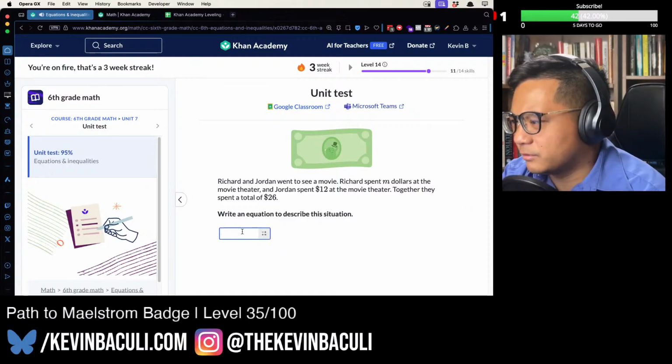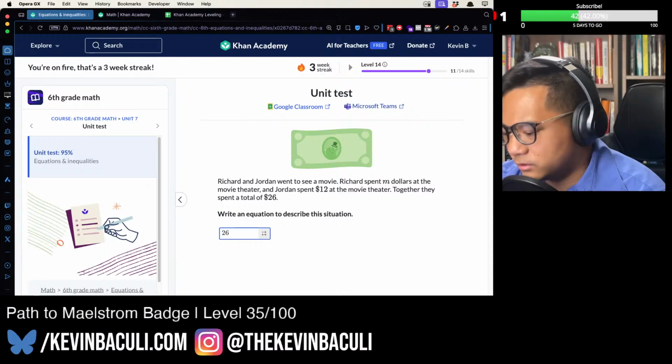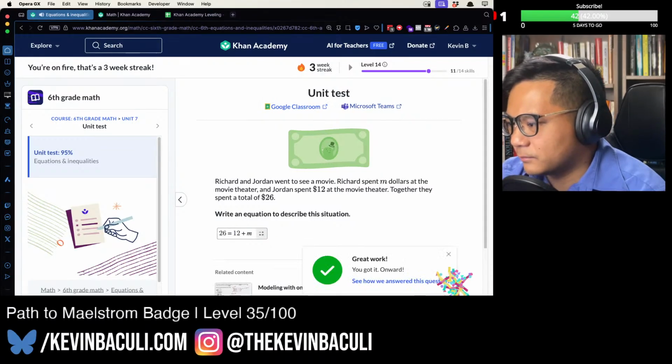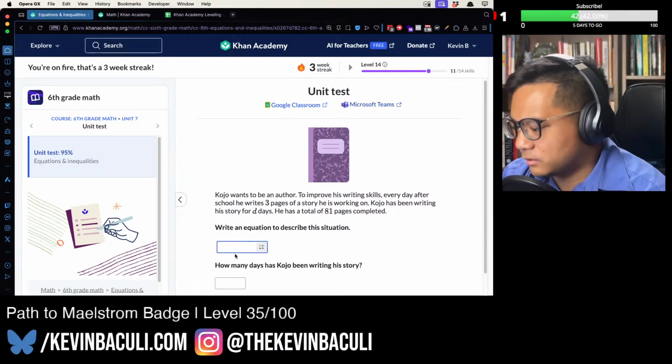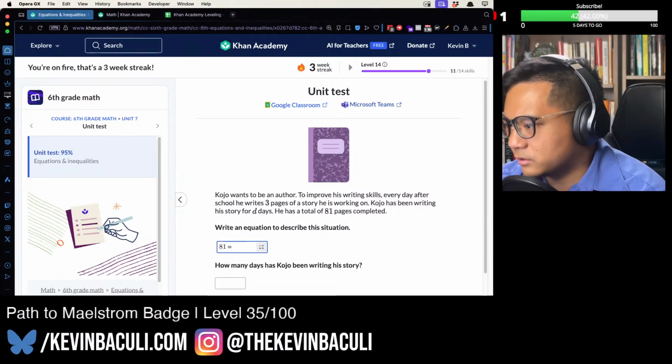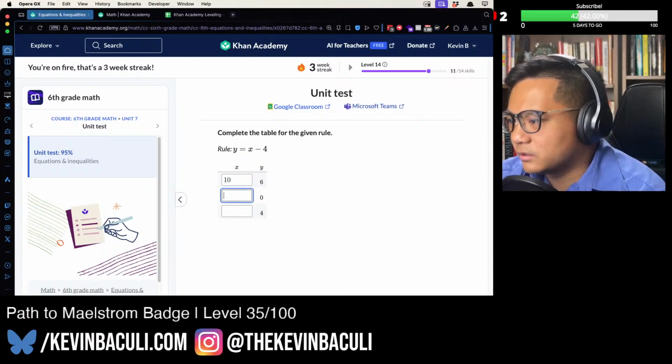Richard and Jordan went to see a movie. Richard spent $M at the movie theater. Jordan spent $12. 26 equals 12 plus M. Kojo wants to be an author to improve his writing skills every day. After school, he writes 3 pages of a story he's working on. Kojo has been writing for D days. 81 equals D. 27. 10, 4, 8.